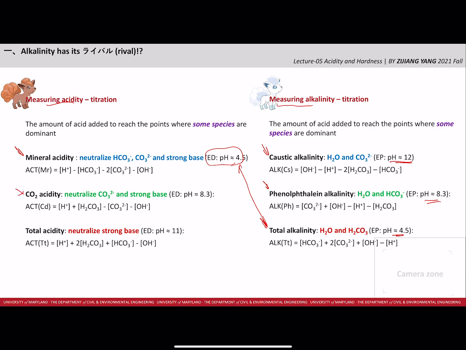And we also have CO2 acidity, which is also called phenolphthalein acidity. And then they are kind of like a pair. Similarly, we have total acidity, which represents relatively basic pH, and this matches this one. So we have three alkalinities, and we also have three acidities. But in this class, alkalinity is more important than acidity, so many of the questions or problems will be related to alkalinity.